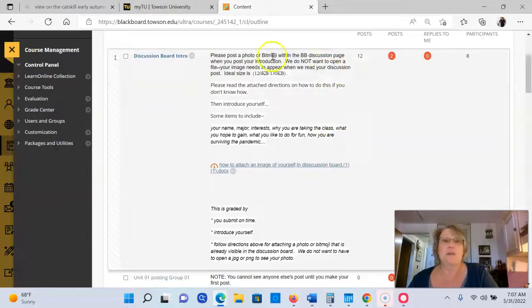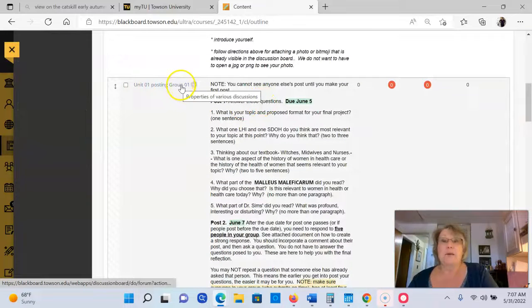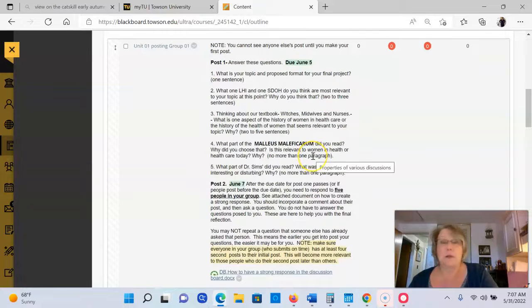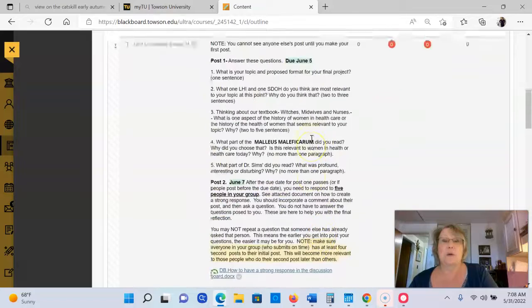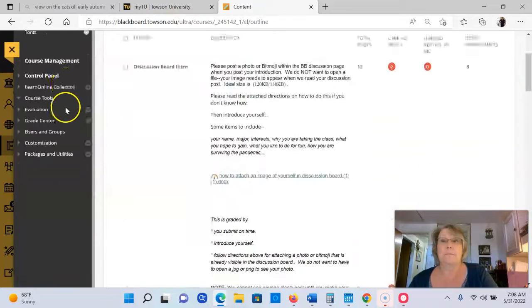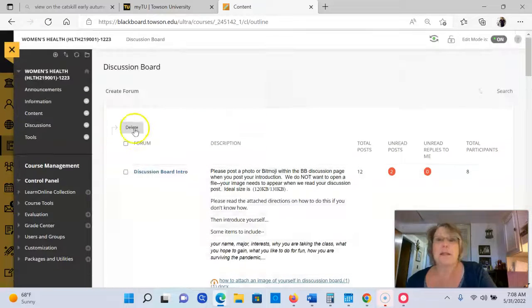Discussions, here's your introduction. Many of you have already submitted that. And here is posting Unit 1, Post 1. I believe there'll only be one group in the class, but these are the things that you have to do for Unit 1. The rest of the units will open later this week. I need to go in and change dates and make sure everything is okay.